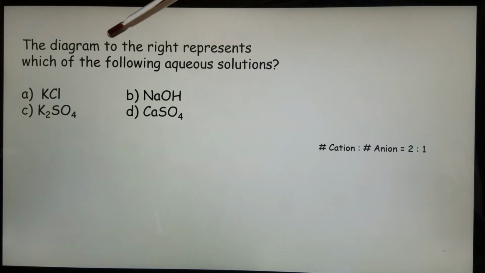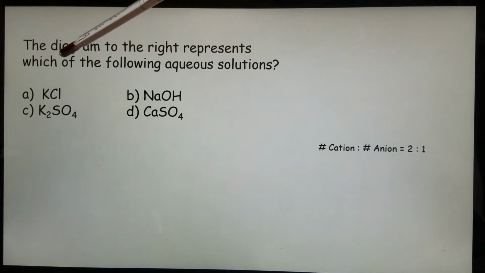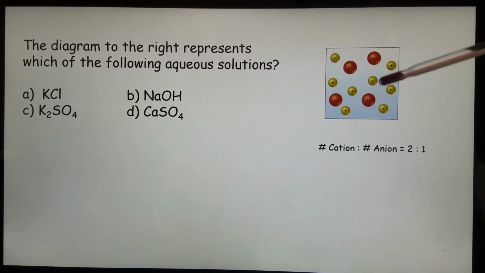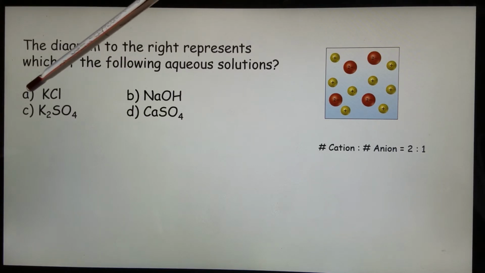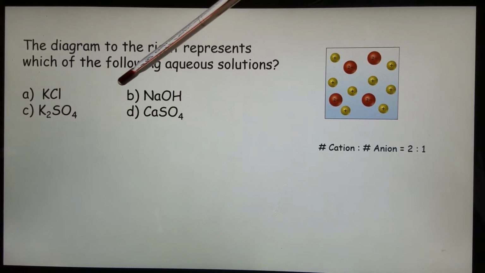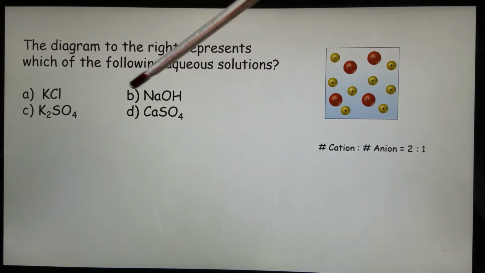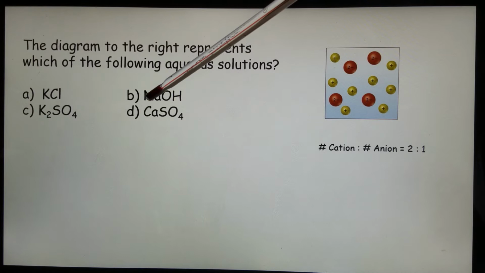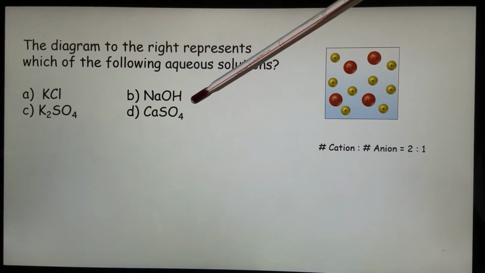The diagram to the right represents which of the following aqueous solutions? So this diagram refers to 4 choices: A, potassium chloride. B, sodium hydroxide. C, potassium sulfate. D, calcium sulfate.